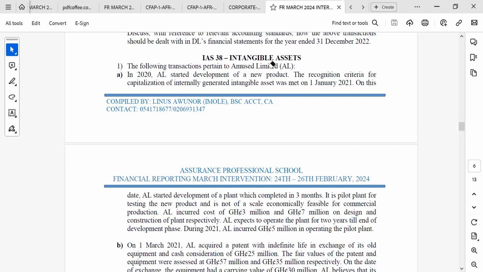So the company should capitalize the design cost of 3 million, the 7 million, and also the 5 million. So in all, they will be having a development cost of 15 million in their statement of financial position. Are we okay with the explanation? Or is there something that we don't understand and we want to talk about again?